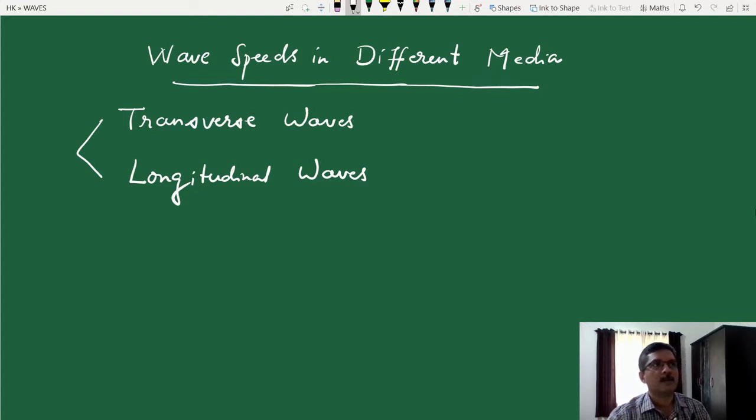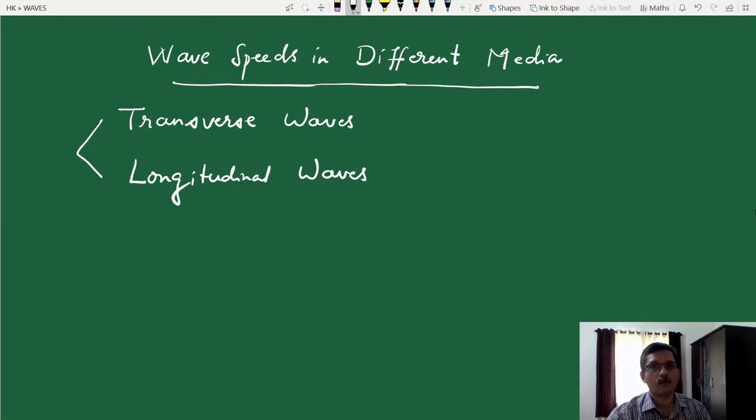For example, waves on a water surface is a transverse wave. Waves on a stretched string is a transverse wave. And in the same sense, the other kind: if the vibrations of the particles of the medium are along the direction of propagation, or if the wave is propagating parallel to the direction of vibration of the particles of the medium, it's called a longitudinal wave.